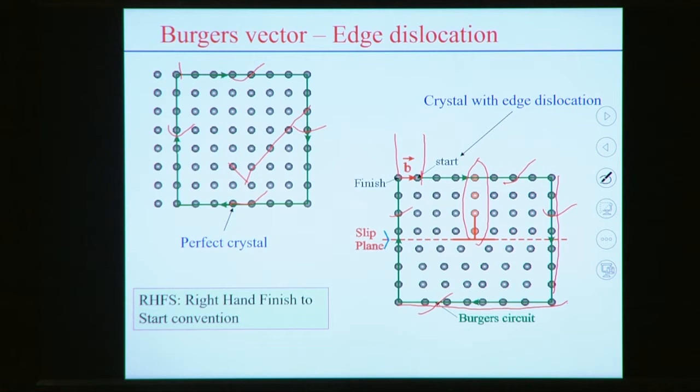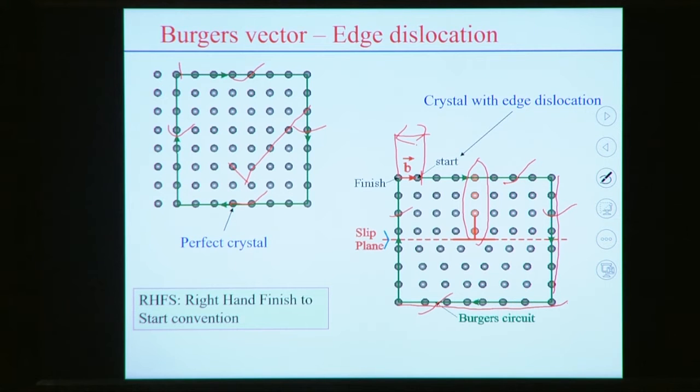So we follow the start-to-finish convention, and we can find that the start and finishing points are balanced in the total number, but there is a gap. This gap represents the Burgers vector. So this structure corresponds to the edge dislocation structure.